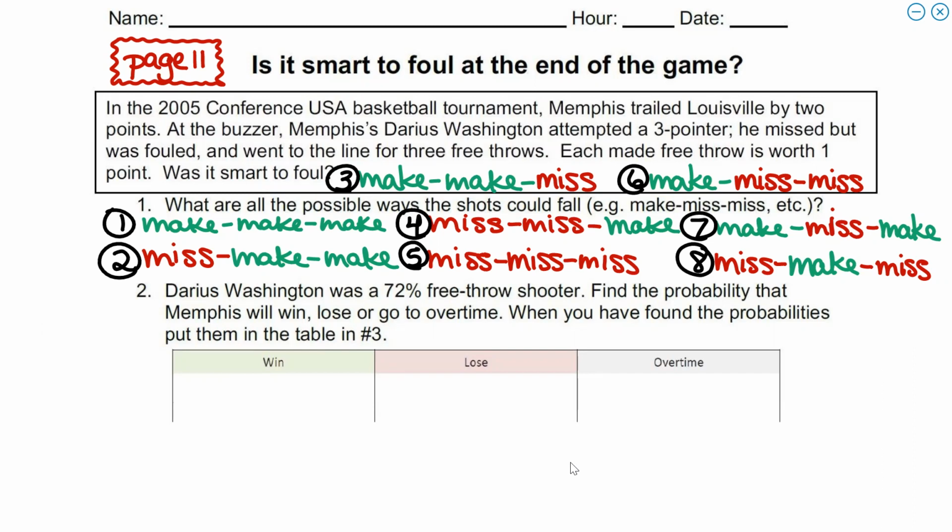How do they go into overtime? What would have them going into overtime? Miss, we said has them losing. Yeah, two makes and a miss. However those happen to be organized, because that would tie the game.